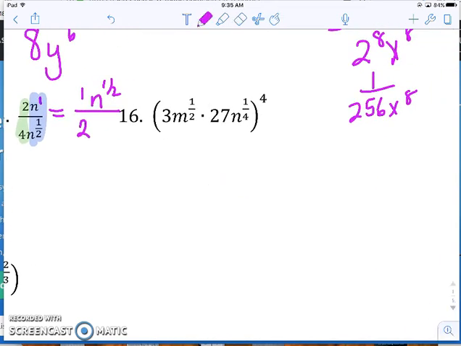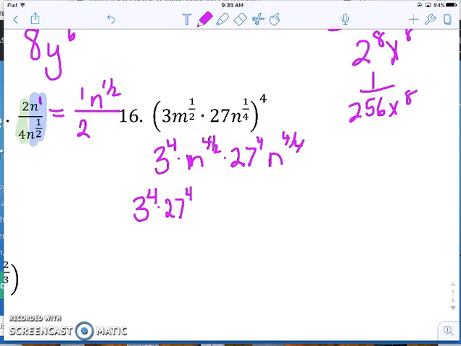Let's see, 16. So if we distribute 3 to the 4th, m to the 4 over 2, times 27 to the 4th, n to the 4 over 4. Oh dear, I don't know what those are multiplied together. So 3 to the 4th times 27 to the 4th times m squared times n to the 1st.